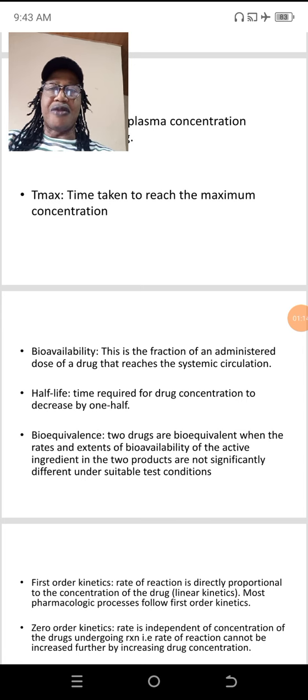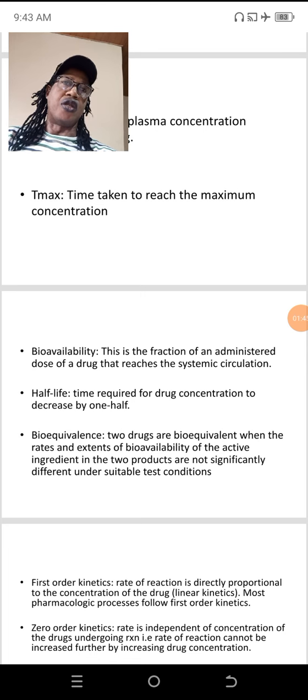And we know that bioavailability is particularly important for drugs that are administered via the oral route, because those drugs have to pass through a lot of barriers before entering the systemic circulation. Therefore, factors like first pass metabolism and factors that affect absorption can all contribute to the degree of bioavailability of a drug that is administered orally.